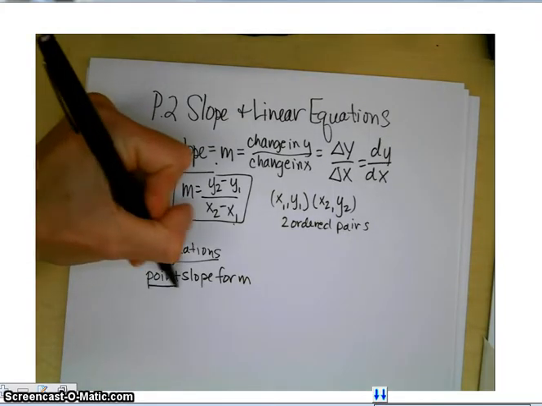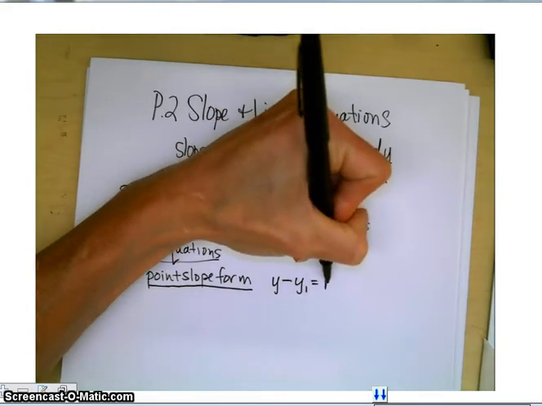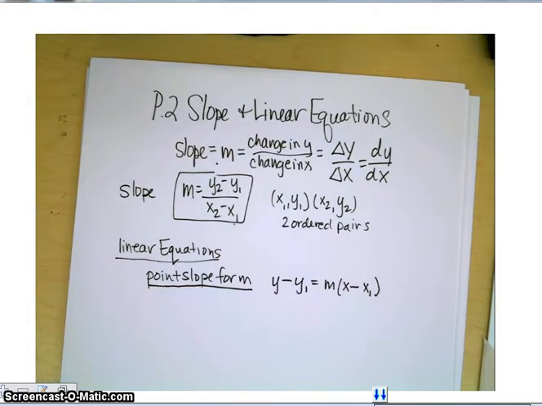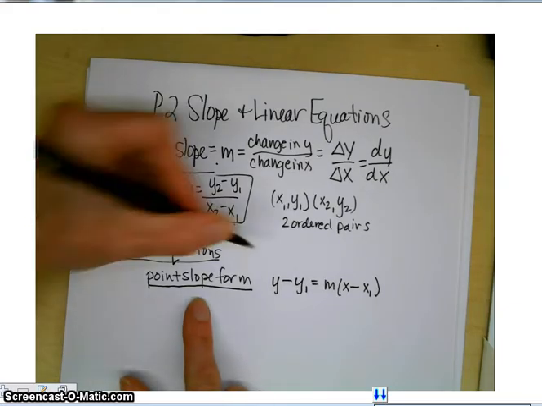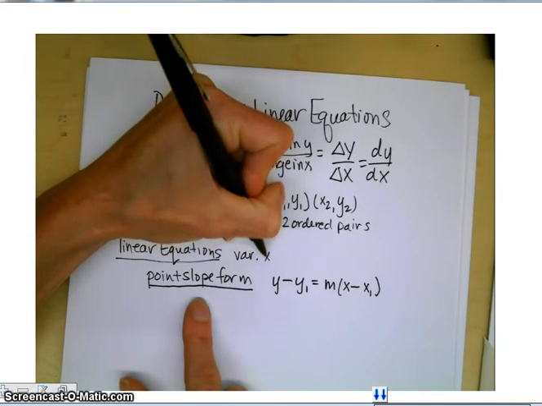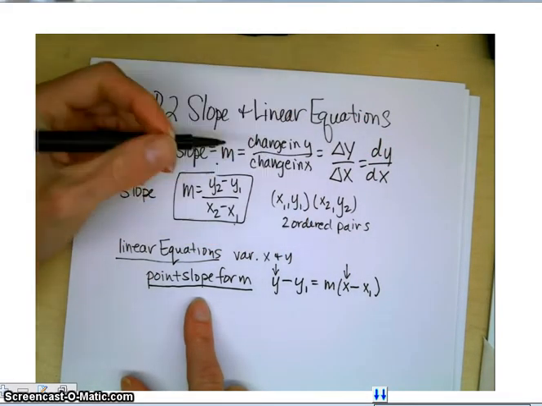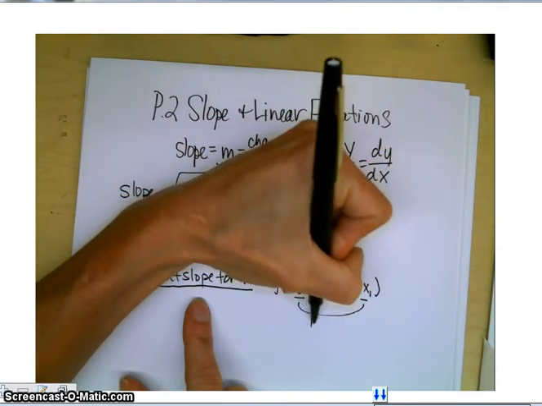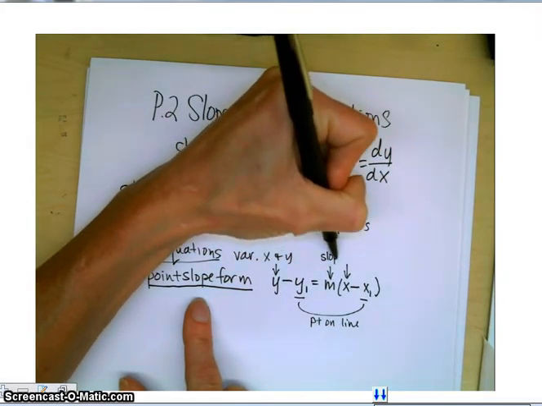So point-slope form of a linear equation is this: y minus y1 equals m times x minus x1. That is point-slope form of a linear equation. Basically, here's all it is. Since it's a linear equation, an equation has the variables x and y. So this is the x in the equation, and this is the y in the linear equation, x and y. These two come from a point on the line, and this is the slope of the line.